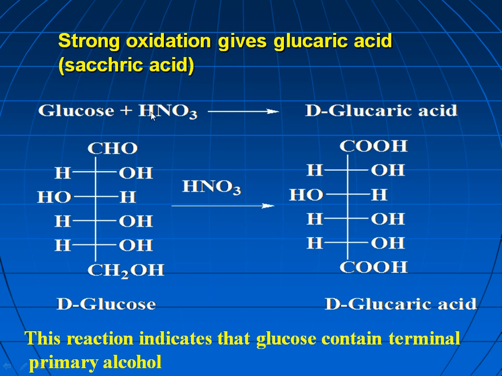When glucose is treated with a stronger oxidizing agent like concentrated nitric acid, it forms D-glucaric acid. In this reaction, both the aldehydic group as well as the primary alcoholic group change into carboxylic acid, and the product formed is D-glucaric acid. This reaction again indicates that glucose contains a terminal primary alcohol.